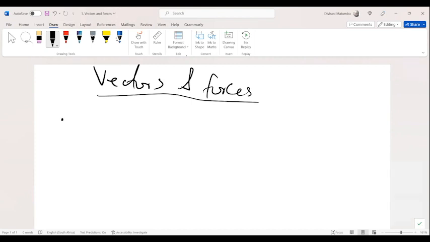Let's say, for instance, if I move from point A to point B, and say I have traveled 10 kilometers, that is the distance. And the distance is not a vector, it is a scalar.